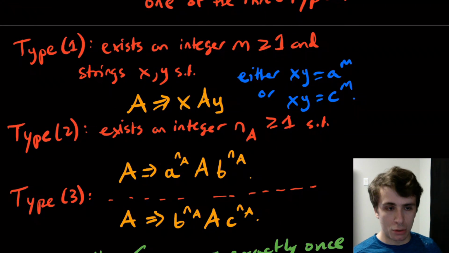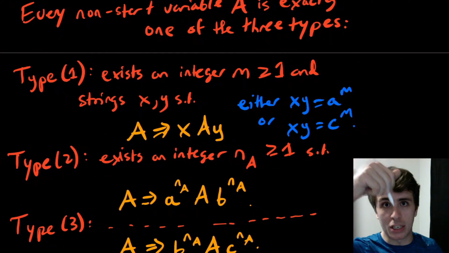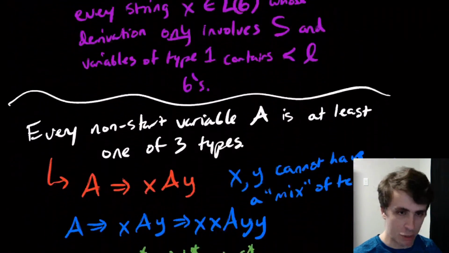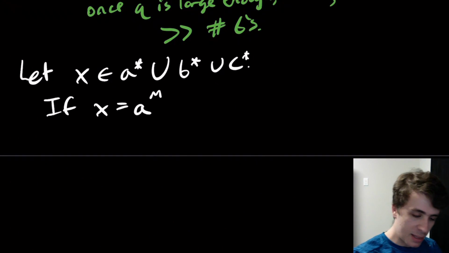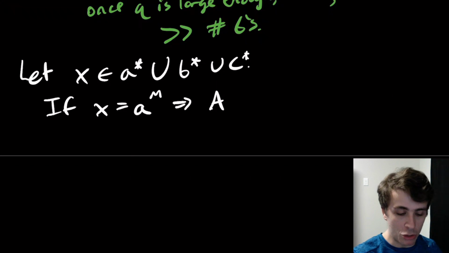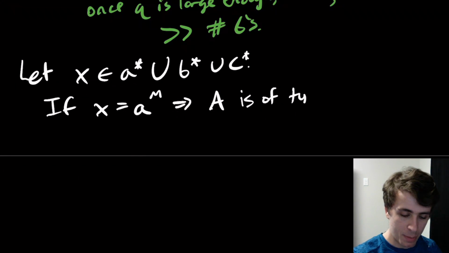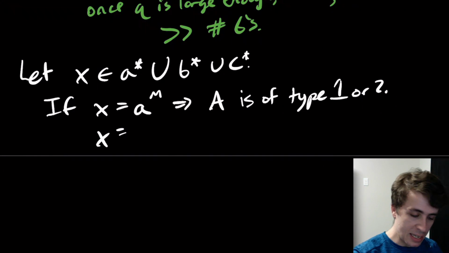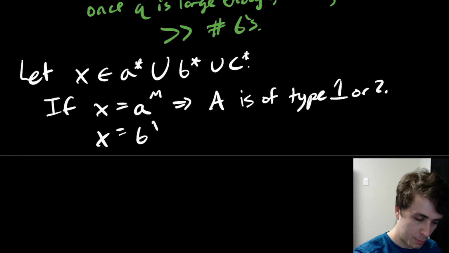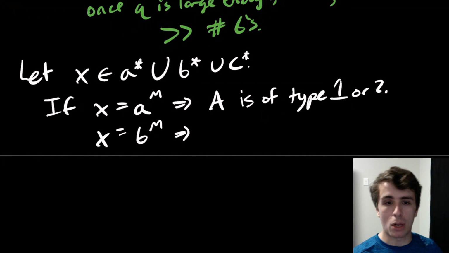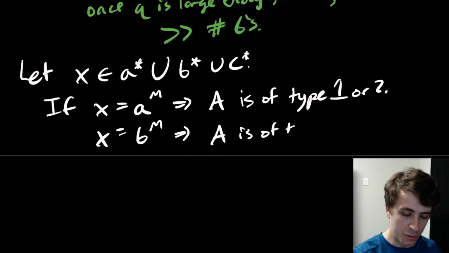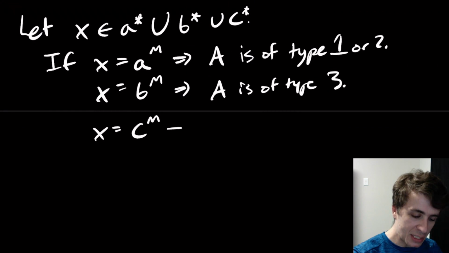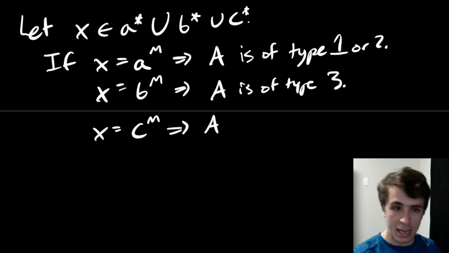Okay, and that's actually not hard to see. Put into the comments if you want to see this done more in depth. So it must be one of those two types. So then that means that the variable A that we're interested in is of type 1 or 2. If X is only B's, B plus, then by the same logic, what you can get is that A is of type 3. And if X is only C's, then you can do the same logic, and A is of type 1.